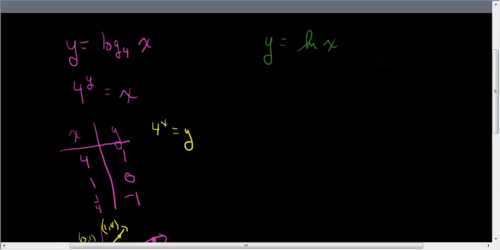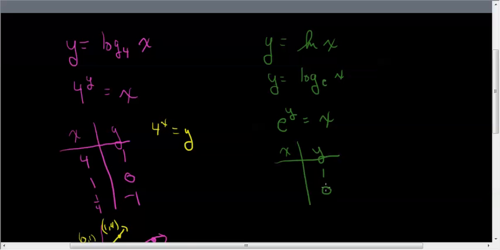Same thing over here with the natural log. Remember the base of a natural log? This could also be written as y equals log base e of x. Rewrite this as an exponential: e to the y equals x. So now, instead of the key points being x equal to 1, 0, or negative 1, the key points are y equals 1, 0, or negative 1. e to the 1 is e, anything to the 0 power is 1, and then we get 1 over e.